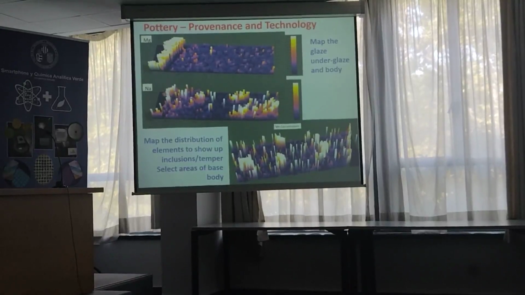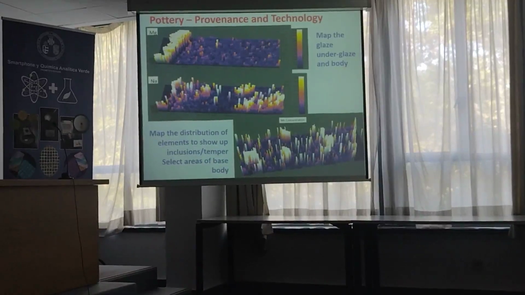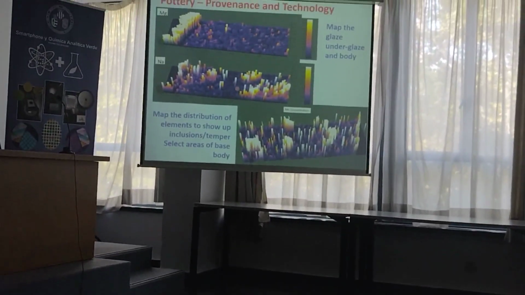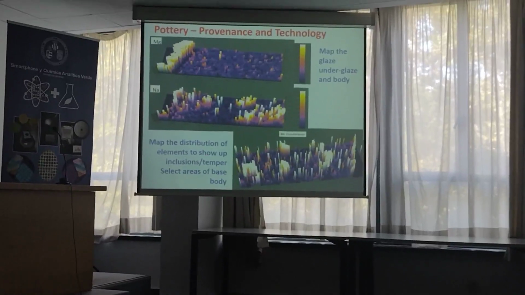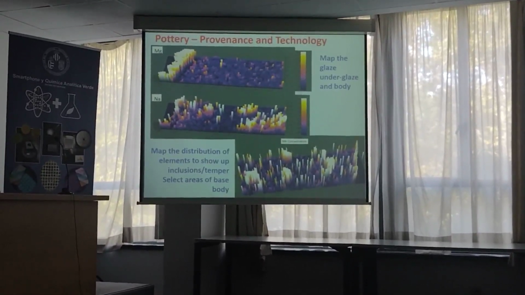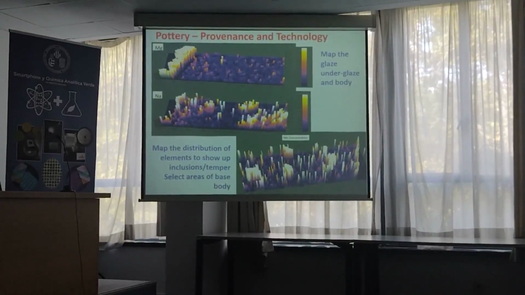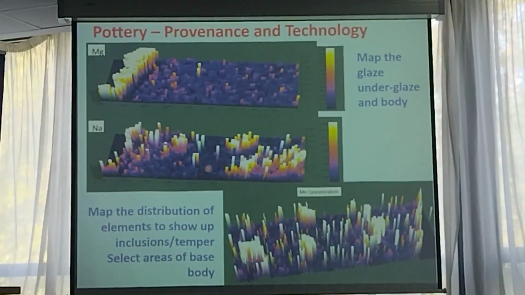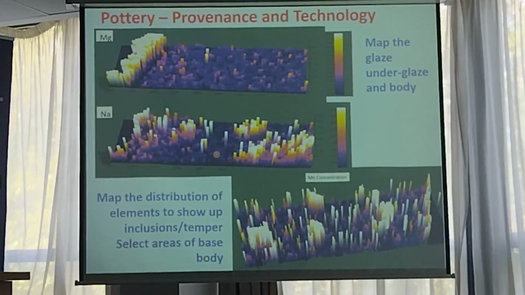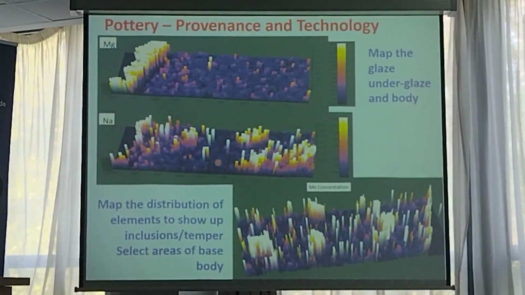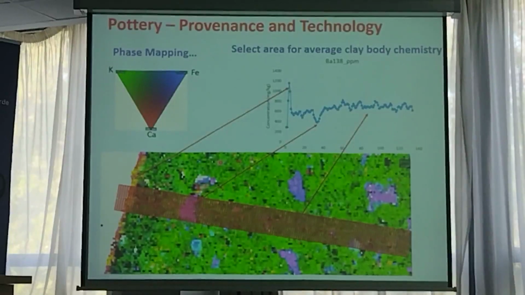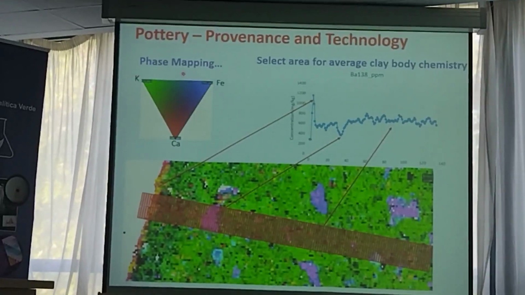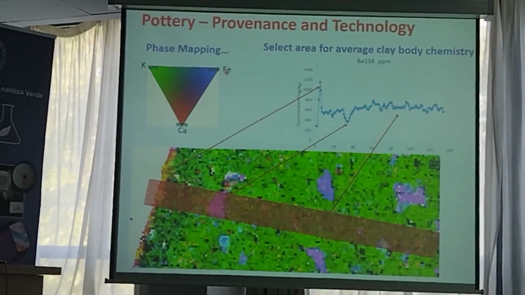With sodium, however, we see not so much, and poorly, not evenly distributed in the glaze, but higher, and more variable here in the body. And at the bottom here, manganese is particularly associated with some inclusions, the high levels of manganese. But what we can do is try and use the laser to separate the chemistry of the inclusions, of the body, of the glaze, the underglaze. And we can start to do phase mapping. So here, the colours are mixing colours of potassium, iron, and calcium.